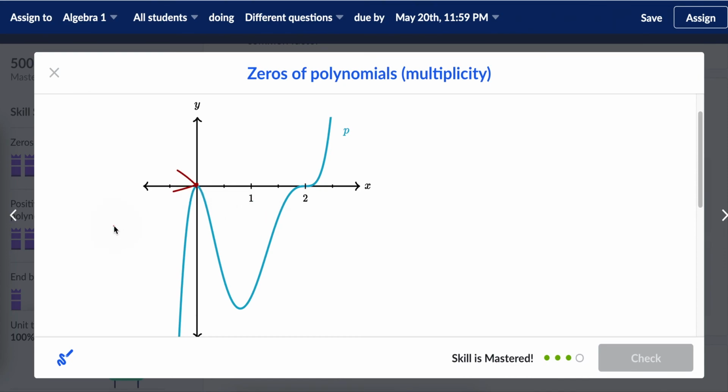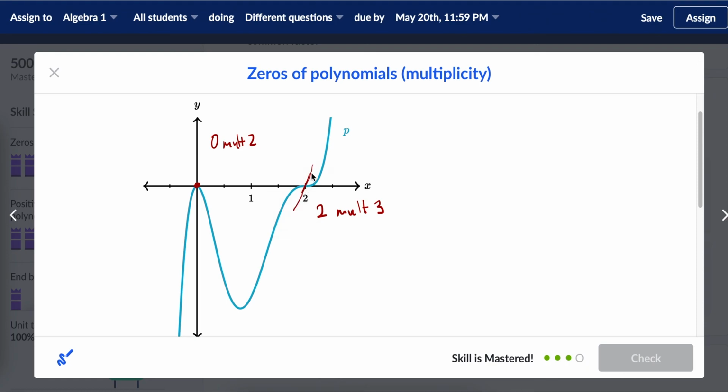This one here is pretty straightforward. It's just bouncing right off. Okay, this is just bouncing right off. So we could say that it has a 0 of 0 with a multiplicity of 2. Right, so that's a 0 of 0 with a multiplicity of 2. But this one here has a 0 of 2 with a multiplicity of 3. Okay, and I say that as multiplicity of 3 because it's not going straight through.